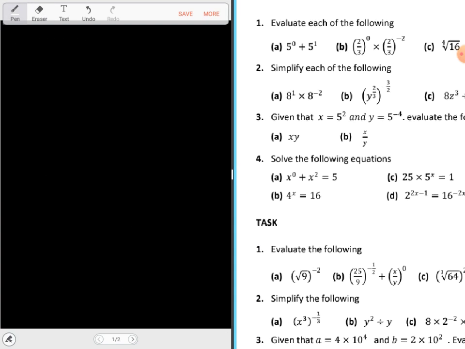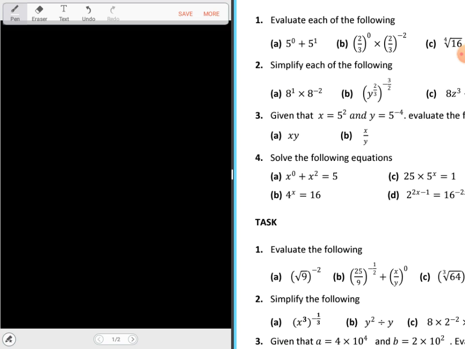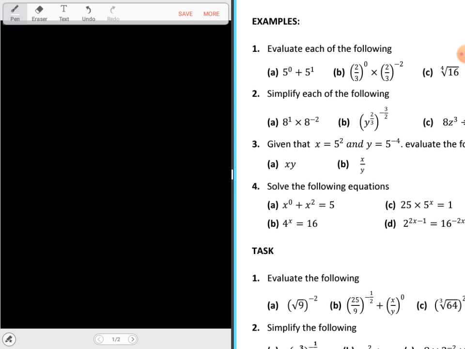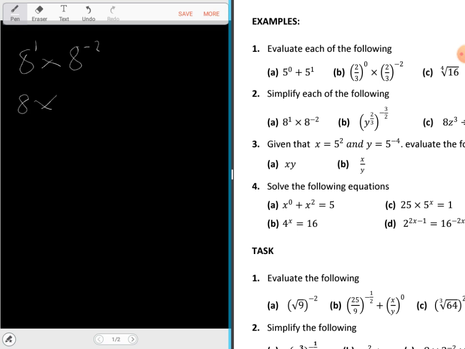Then we have question 2. So I've just been picking. Question 2 says 8 to the power 1 times 8 to the power negative 2. 8 to the power 1 is just 8. 8 to the power negative 2 is the same as 1 over 8 squared. So you have 8 times 1 over 64. Then 8 times 1 you get 8 over 64. 64 divided by 8 will give you 8, so the answer is 1 over 8.